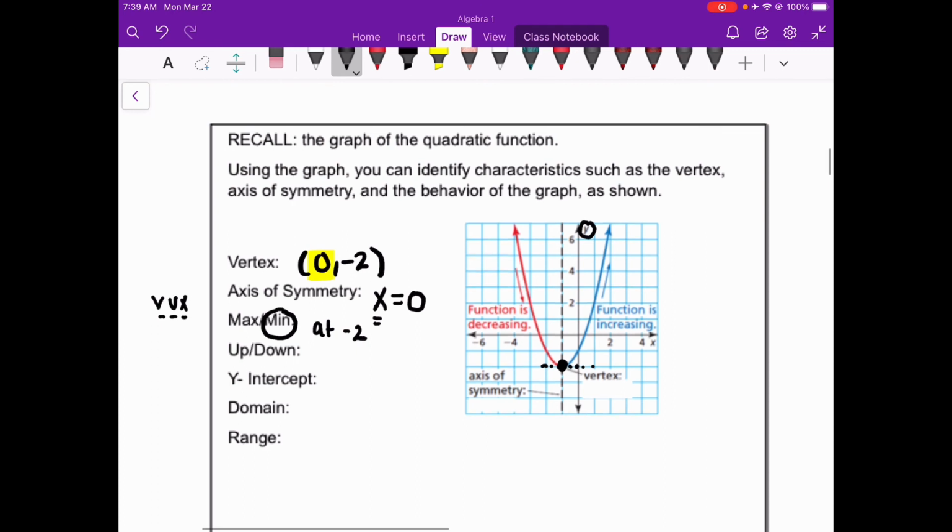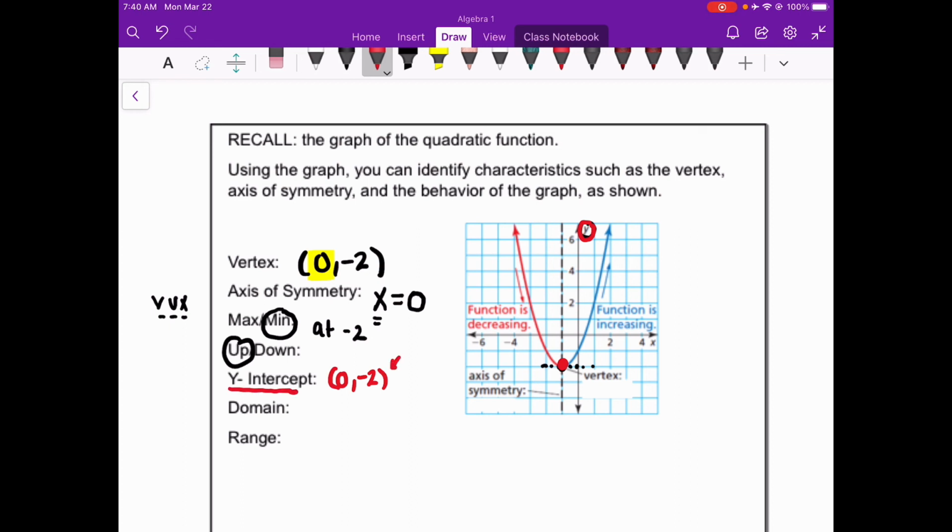This parabola opens up. The y-intercept of the graph, you're looking again at the y-axis. Where does it touch? This one touches the vertex again, so it's touching at 0, -2. You always want to write a y-intercept as a coordinate.